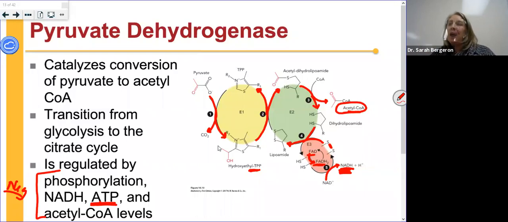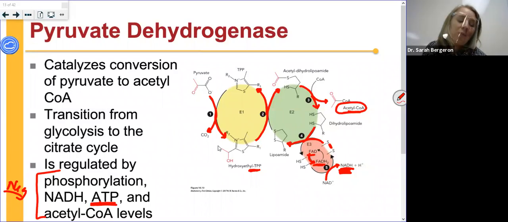And acetyl-CoA will actually also inhibit it. That happens a lot of times, where you see the product of one enzyme is its own inhibitor. The more you make of it, the more the enzyme itself becomes inhibited. That's a very common mechanism that you're going to see. The more inhibited, the less activity it has.